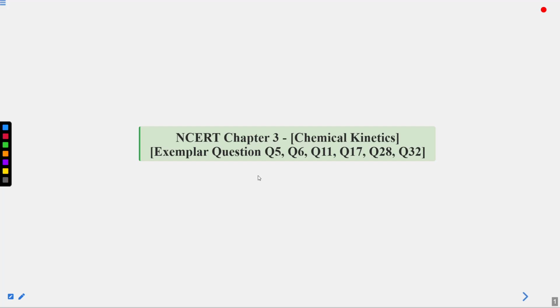As you all know, today we are going to cover some exemplar questions from our NCERT textbook, and let's start today's topic, that is NCERT chapter 3 chemical kinetics exemplar questions 5, 6, 11, 17, 28 and 32. So these are the numbers of the questions exactly as per the NCERT textbook which we are going to solve in today's lecture. So let's start.